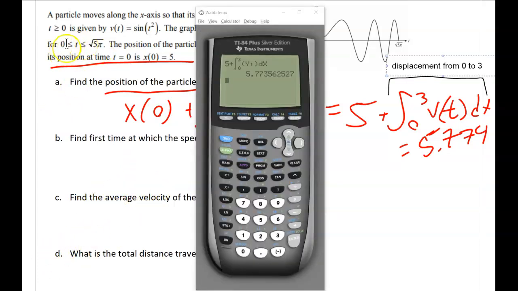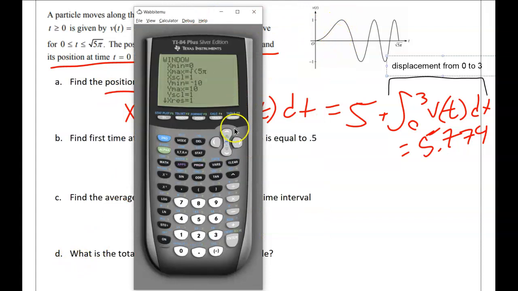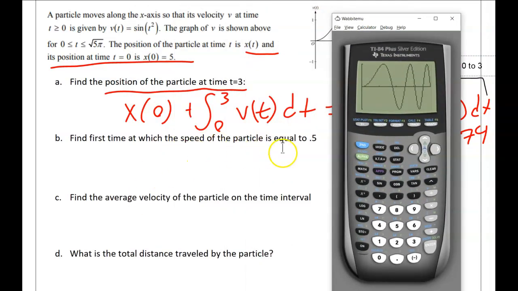So the first thing I'm going to do is change my window to what it's given, 0 to the square root of 5 pi. And notice this never gets any bigger than 0 or 1. So I'm going to change my y min and my y max as well. And then I'm going to get a graph that is essentially the graph that's given to us. All right. And I'm asked to find when the speed of the particle is equal to 0.5.